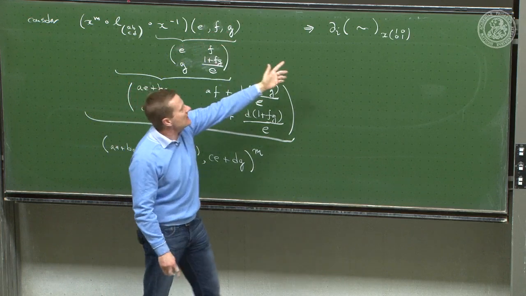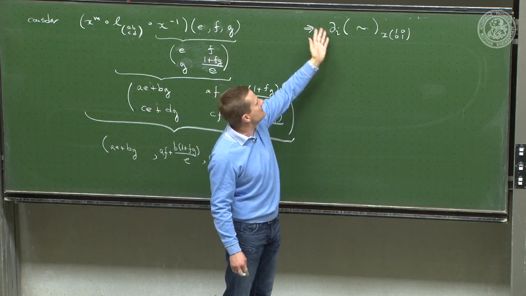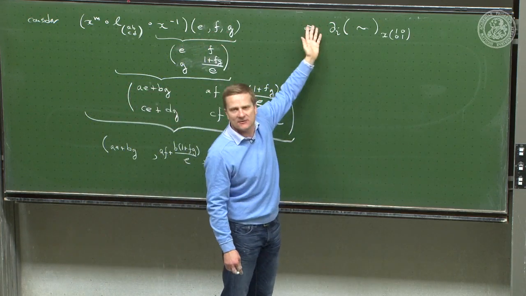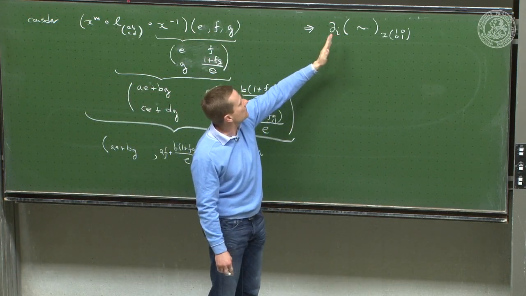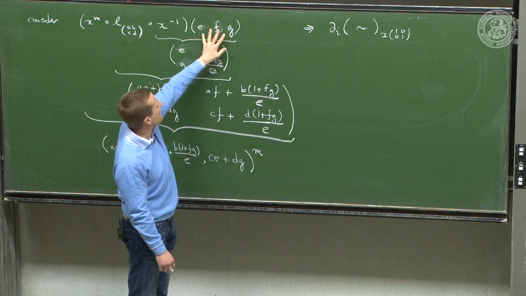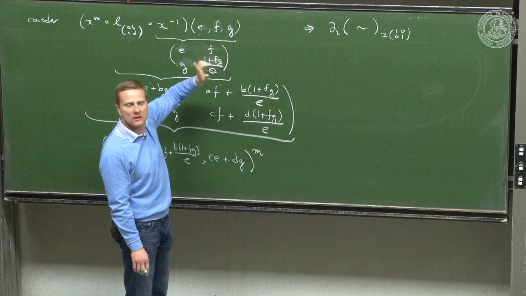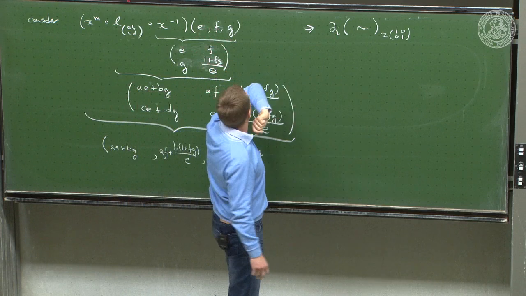Do you see how bad it would be if I wrote here d by dA or something? Then I'd be totally confused. It instructs us to derive this with respect to the ith slot it acts on. Now I know what that is. Okay, so how do I do this?